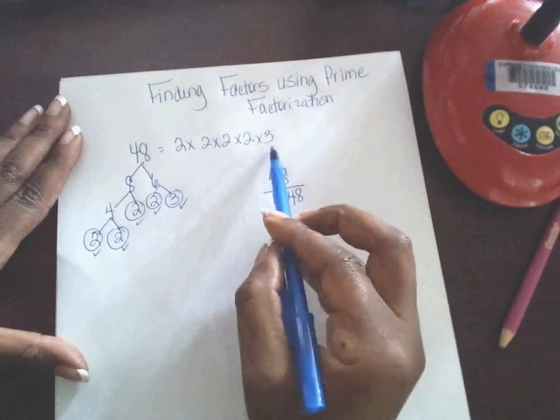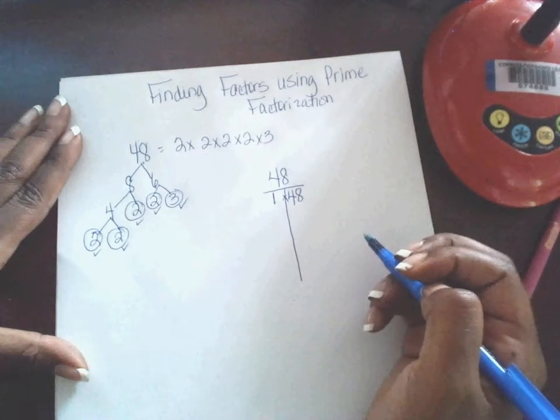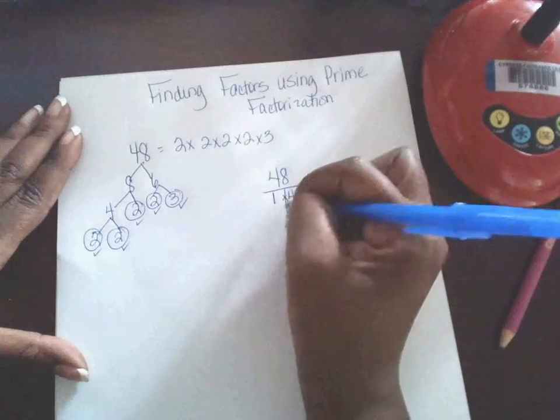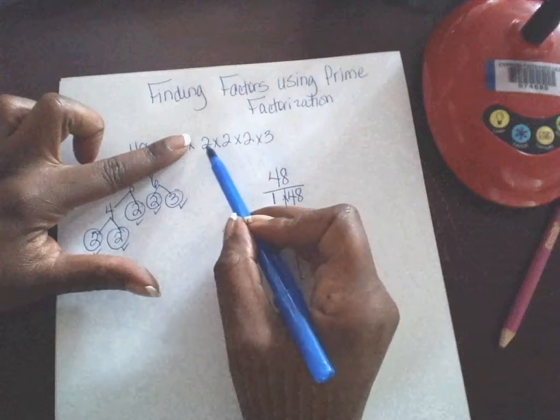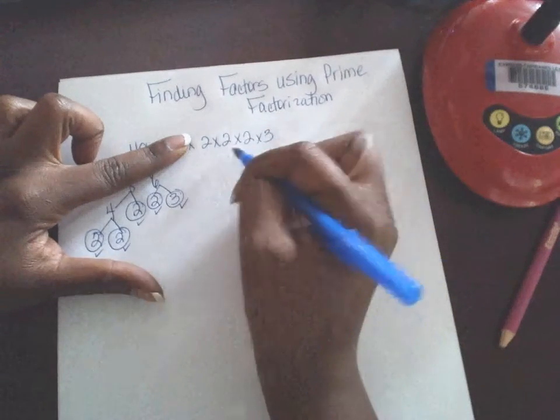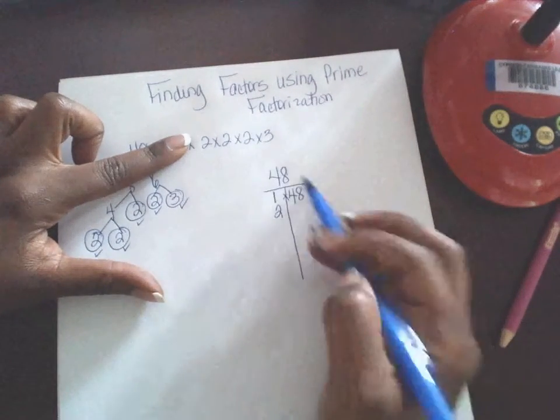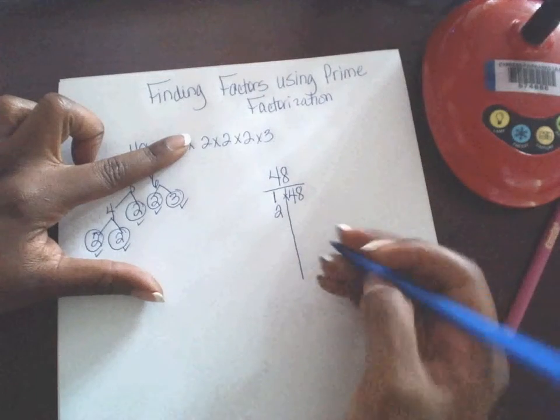Then you start with, do you see a 2 at the top? Yes, I see a 2. So I see a 2, I write a 2, and then I cover 2. 2 times 2 is 4. 4 times 2 is 8, and 8 times 3 is 24.